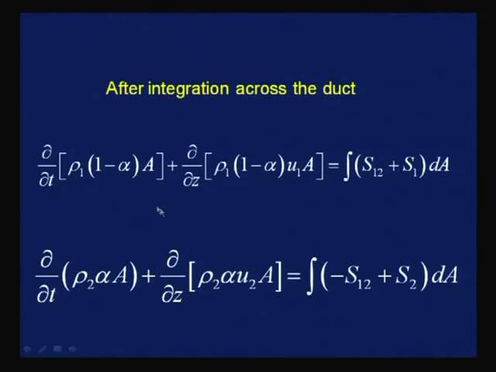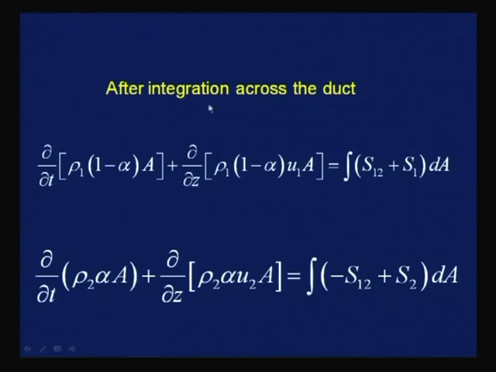Now, if we add the two, what do we get? For this derivative of t, it is del del t of rho 1 into 1 minus alpha A plus rho 2 alpha A, okay, and what is this part? Rho 1 into 1 minus alpha plus rho 2 alpha, this is rho TP into A. Then del del z of rho 1 into 1 minus alpha u 1 A plus rho 2 alpha u 2 A, fine. Now, we know rho 1 into 1 minus alpha u 1 plus rho 2 alpha u 2, this becomes G TP.